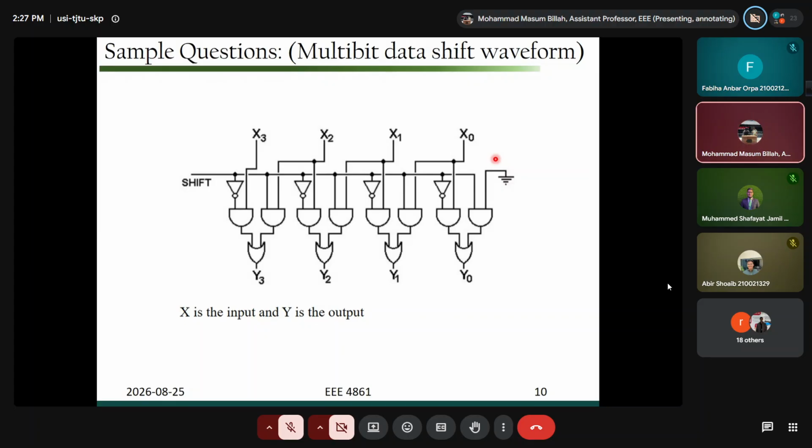Any questions so far? Sir, will the ring counter and Johnson counter part be with the shift register? Yes, definitely. The topics included in the shift register you should study. Okay, sir. Any further question?